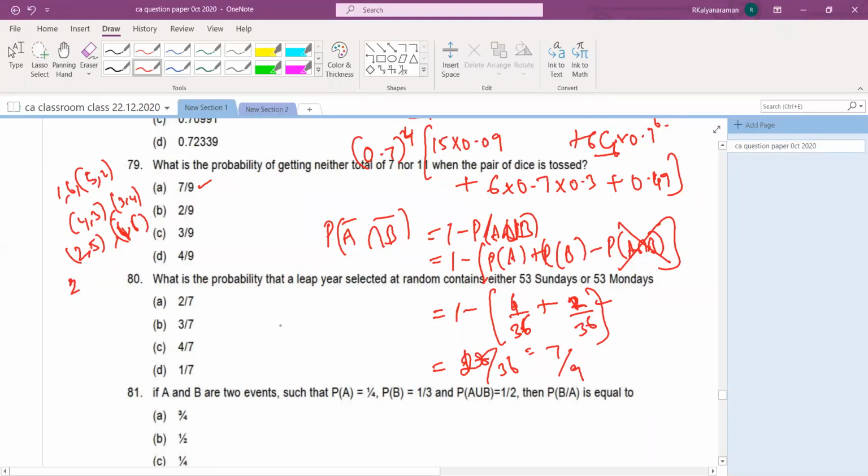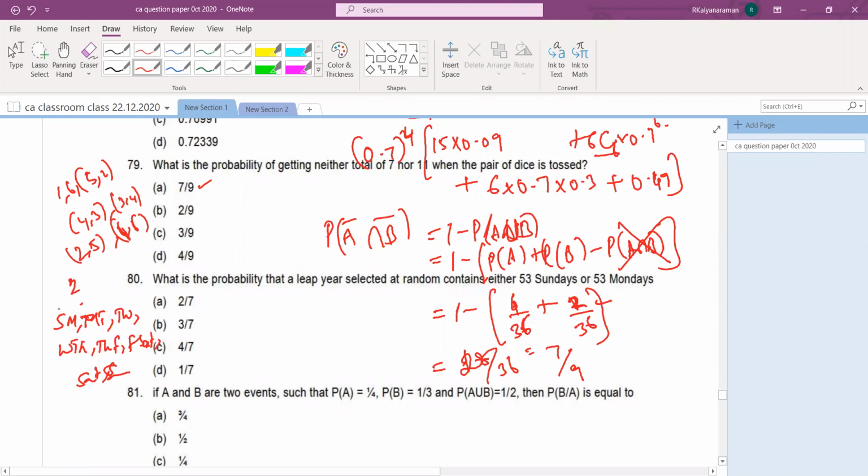What is the probability a leap year contains either 53 Sundays or 53 Mondays? So first 53 Sundays. So in a leap year there are 2 extra days. So if you start with Sunday, it is Sunday-Monday, Monday-Tuesday, Tuesday-Wednesday, Wednesday-Thursday, Thursday-Friday, Friday-Saturday, Saturday-Sunday. So these are the pairs possible. So 7.